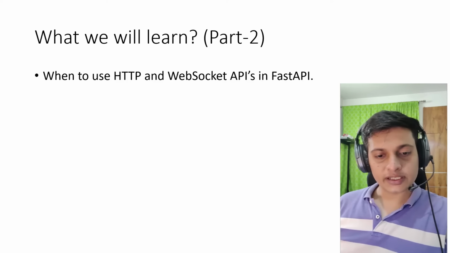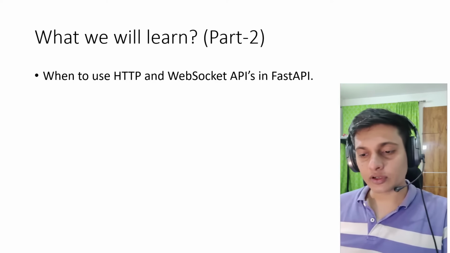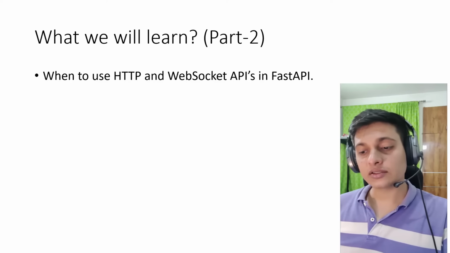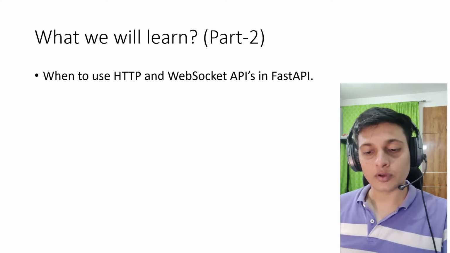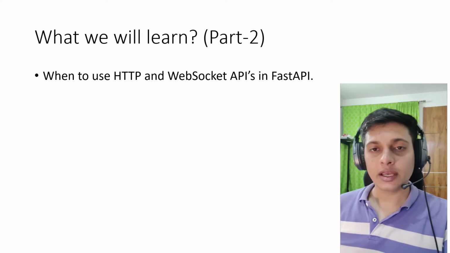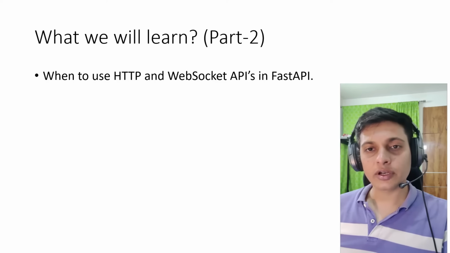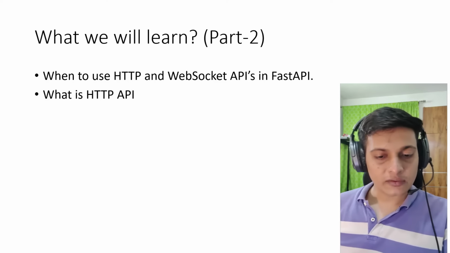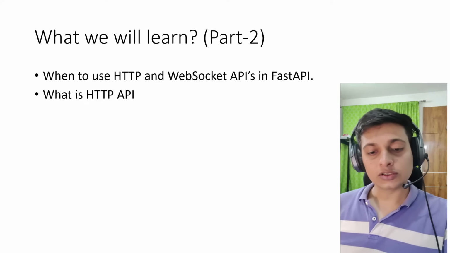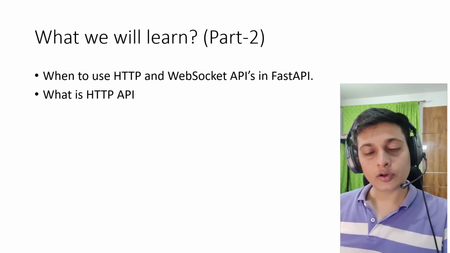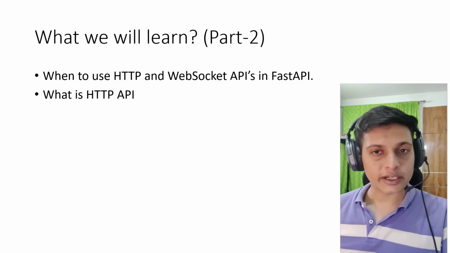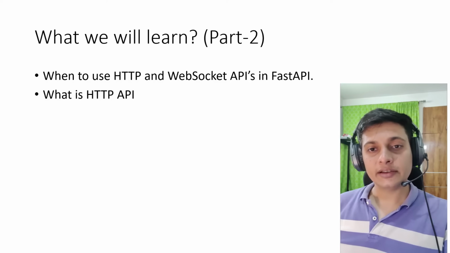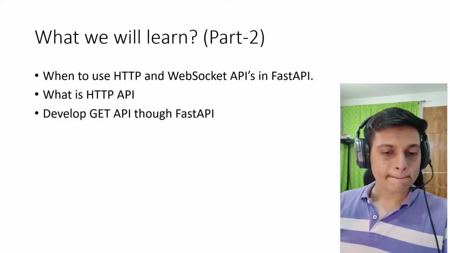The first thing is when to use HTTP and WebSockets API in the FastAPI framework. In the earlier part, we discussed that FastAPI supports both HTTP and WebSockets API, but for which project we are going to use which kind of API, we are going to discuss that. What is HTTP API? The HTTP protocol provides multiple ways to create your APIs, and we are going to learn what APIs will be suitable for us.